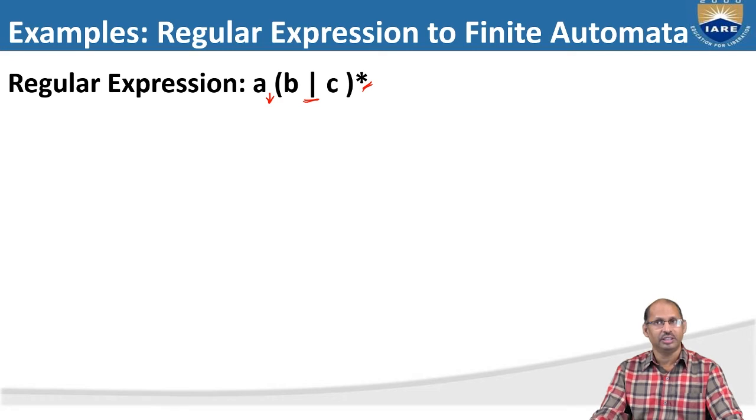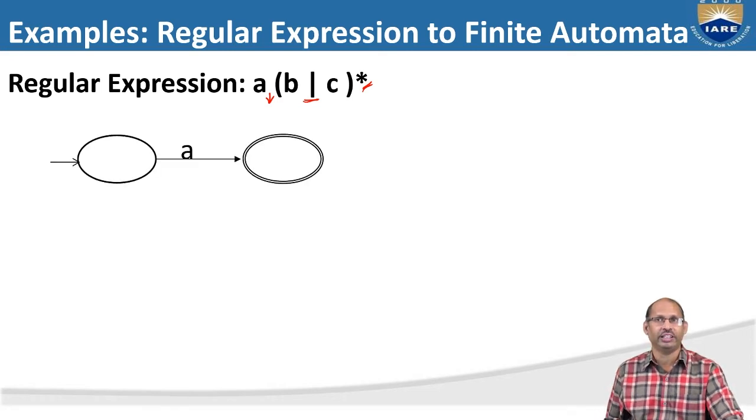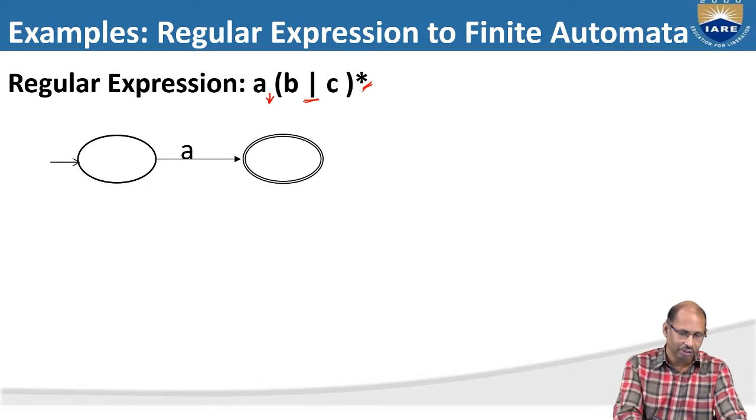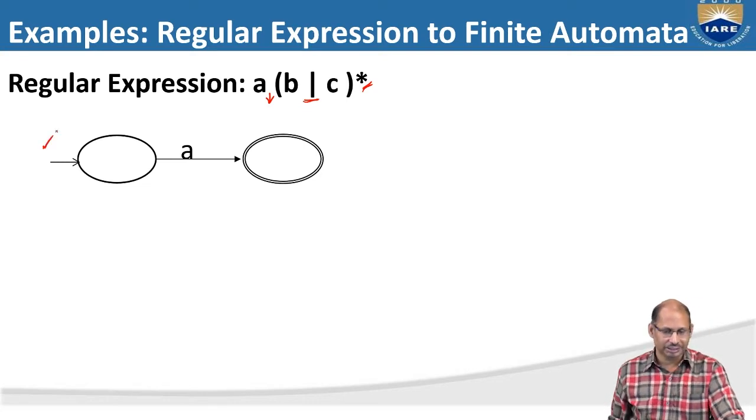Now we will convert this regular expression to finite automata. First we are considering for A. We are representing the finite automata A. So this is the finite automata for the symbol A.